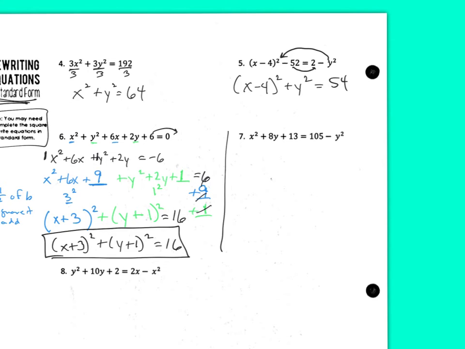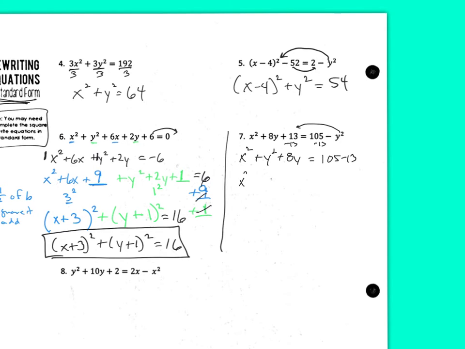So again, x's go together. Well, we only have one x. So we're going to have x squared. Now, the y squared has to come over here, so we need to add that y squared. The 8y is just all by itself, and then we need to subtract the 13 and put that over here. We'll just leave it 105 minus 13. So let's complete the square.